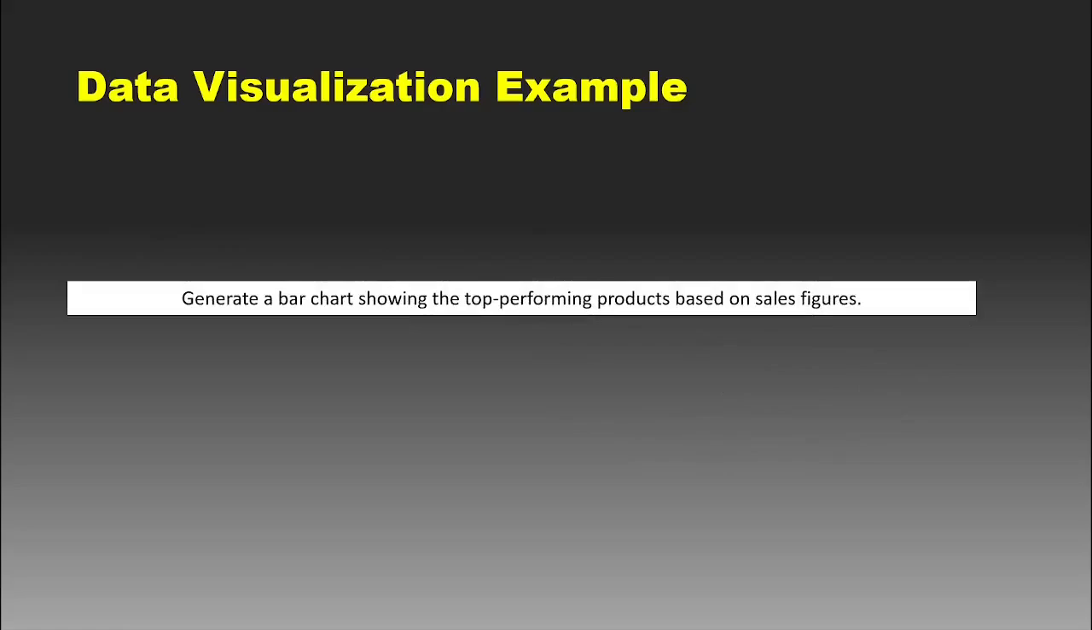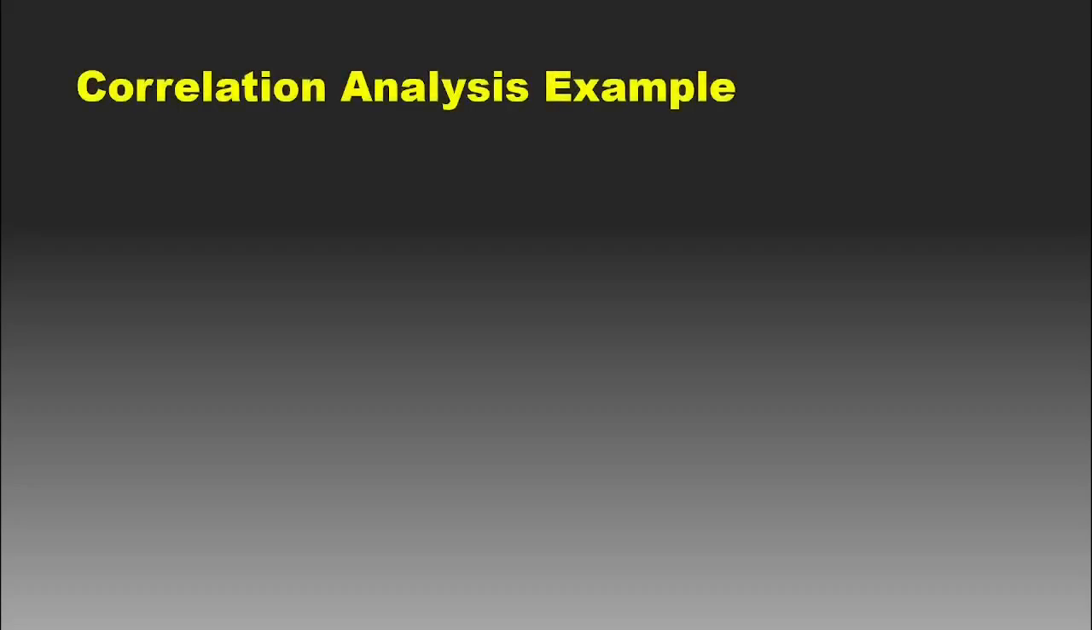Data visualization. Generate a bar chart showing the top-performing products based on sales figures. AI-powered visualization tools like Tableau, Power BI, and Google Data Studio can transform complex numerical data into easy-to-read graphs and charts. Instead of manually creating reports, AI can instantly generate visual summaries of sales performance, helping decision-makers quickly grasp trends and make informed choices. A retail manager, for instance, could see which products are selling best in different regions, helping optimize stock distribution.